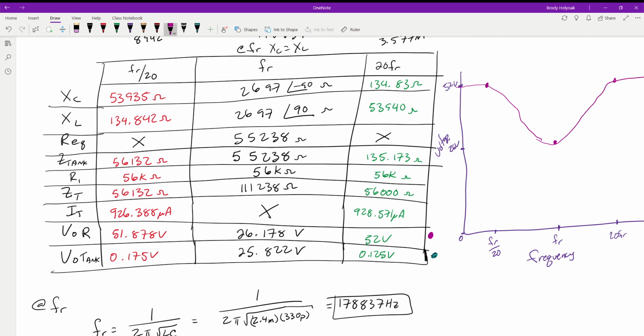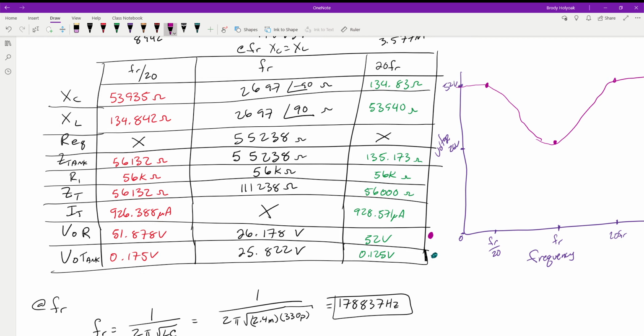So if we look at resonance, we have the lowest output possible. With that in mind, if we have the lowest output compared to our input, what type of filter would this be? Are we stopping a band of frequencies, or are we allowing a band of frequencies to go through the filter without attenuating? That's the idea: our filter is going to attenuate signals outside of the range that we want.